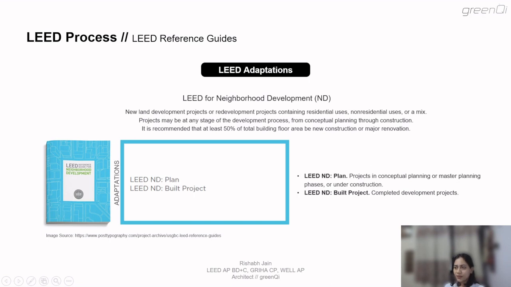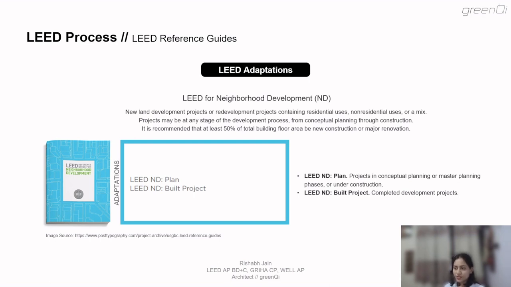Okay. Now the next adaptation is applicable to new land development projects or redevelopment projects that contain residential uses, non-residential uses, or are a mixed-use development. So this may be targeted at any stage of the development process, from conceptual planning through construction. In this it is also recommended that at least 50% of the total building floor area be new construction or major renovation.